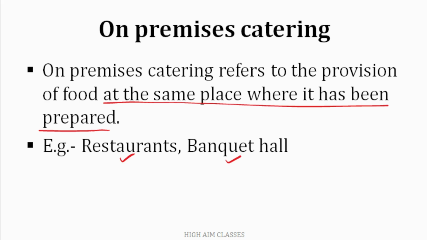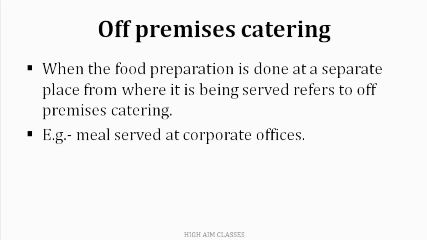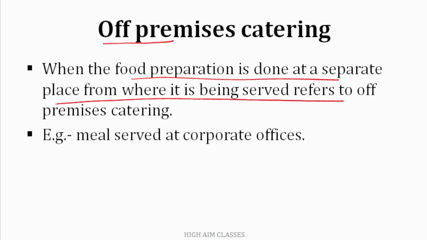Now we move on to the next classification, that is off premises catering. So off premises, as the name suggests, is away from the premises. So we will cook the food and we will serve somewhere else. When the food preparation is done at a separate place from where it is being served, it refers to off-premises catering. Like meals served at a corporate office.